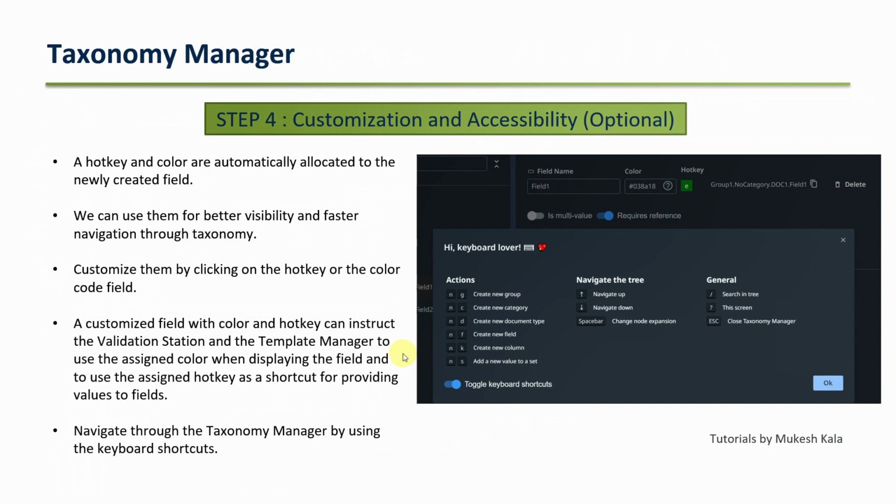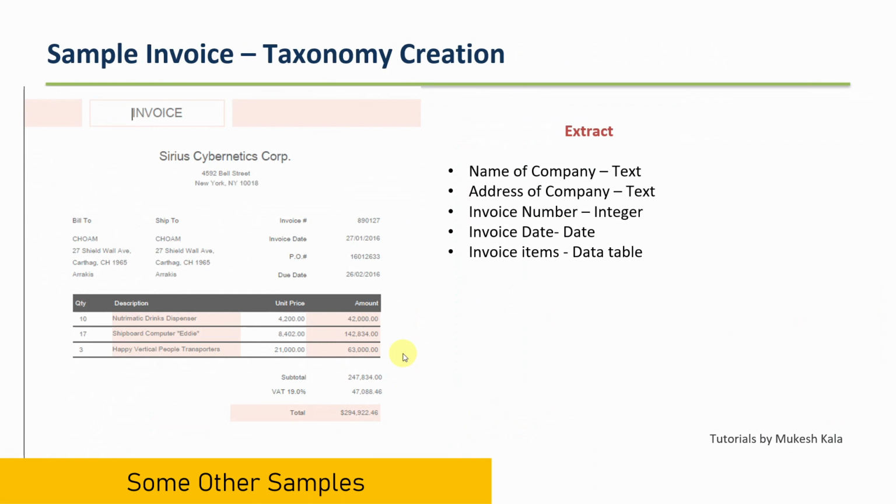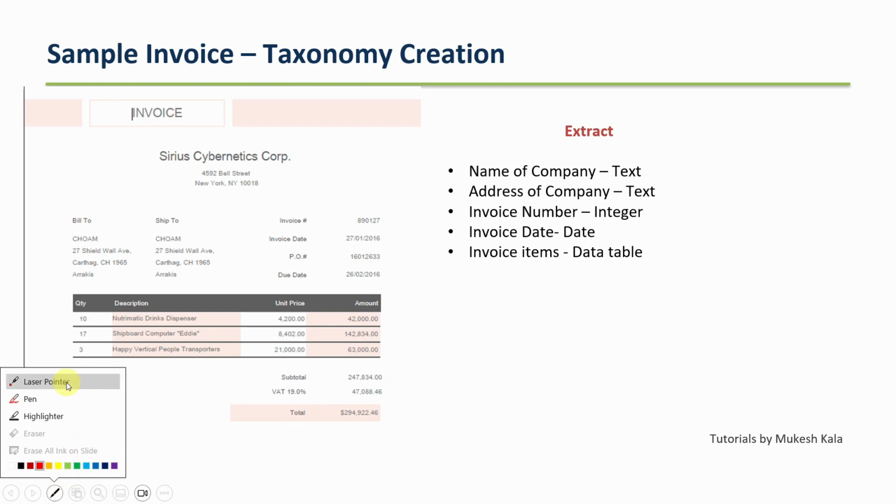Next I want to show you that depending on your project, what else you could do in the taxonomy manager. So for example, if you see on the screen, this is an invoice. Let's say I want to extract the name of the company, address of the company, invoice number, invoice date and invoice items. Now if you see here, let me point a laser. Invoice items is a data table because all these items are in a row and column format. So you also have an option to extract the invoice items in a data table. So name of the company would be a text, address would be a text, invoice number an integer, date is a date, invoice items is a data table.